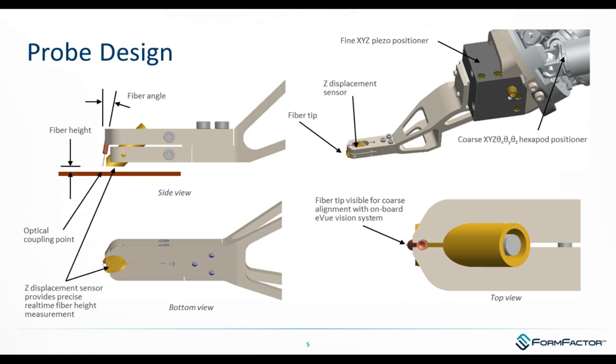On the bottom right, you see kind of the top-down view you would see in our vision system, and because of the angle and the exposed fiber, you can see the fiber above the coupling points on the wafer for the setup step, and it makes it convenient for this coarse alignment before you initiate an automated test sequence.